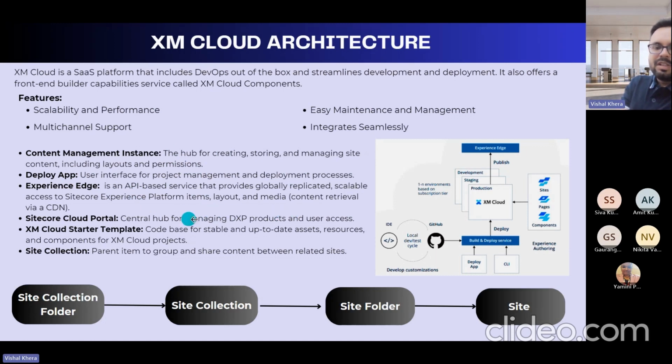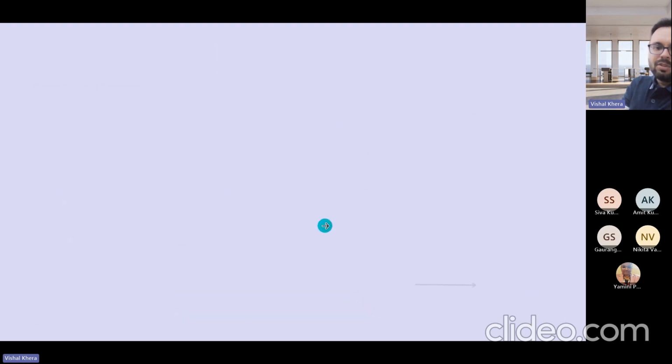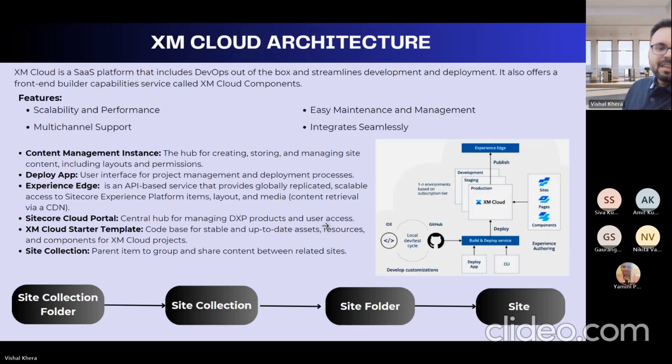Then we have a cloud portal. We have a lot of composable products, like I talked about CDP and others as well. All these products are managed in a cloud portal, that is the Sitecore Cloud Portal. That is a central hub for managing all the DXP products. So we will be able to see or access all these products through the cloud portal only.